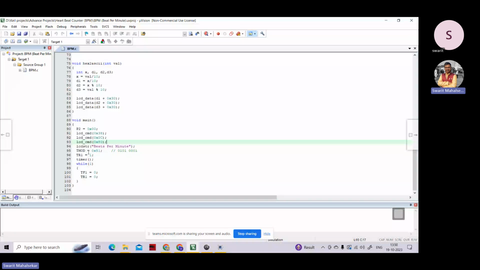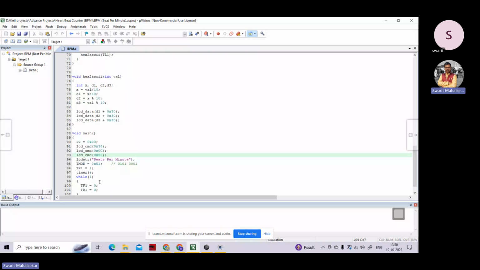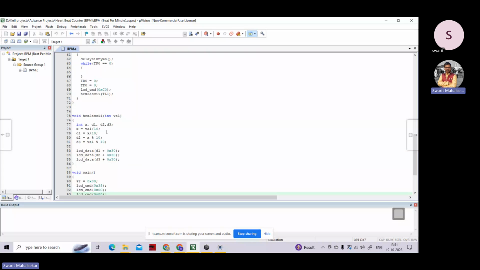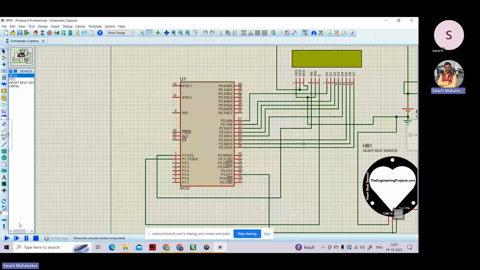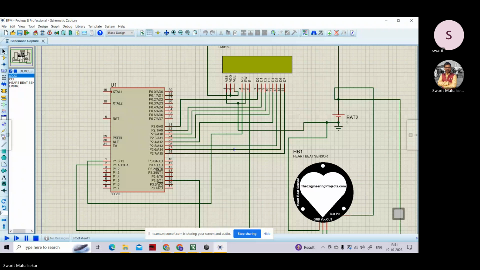After that, as I had mentioned, we'll be using the TMOD register, and in that we will use timer 0 for timing operation and timer 1 for counting operation. Then we'll start this operation, and this is the main function, hex to ASCII. I'd like to show you the working of this project. Let me run it, and you see over here, beats per minute.